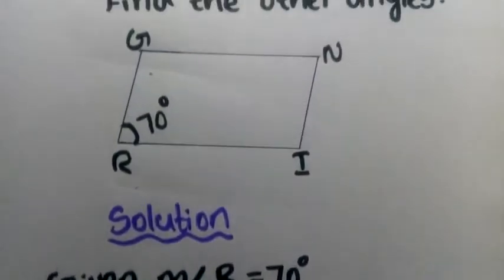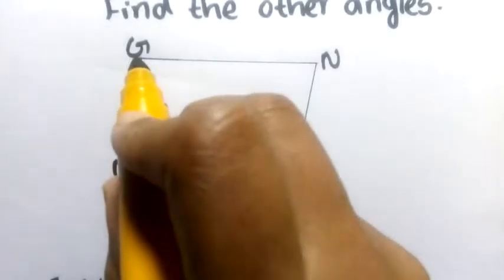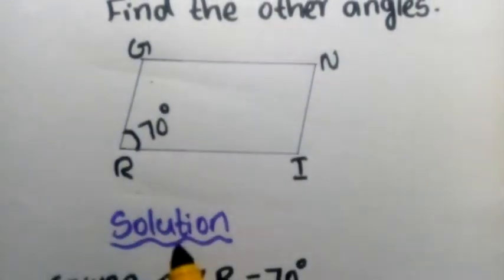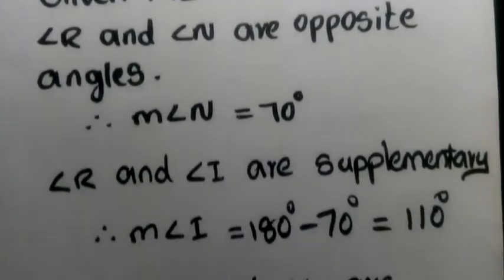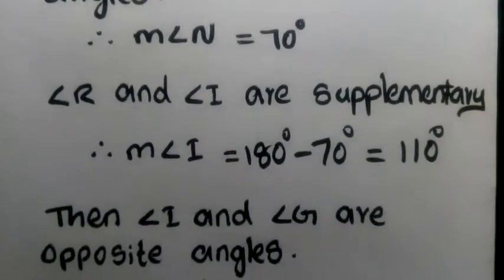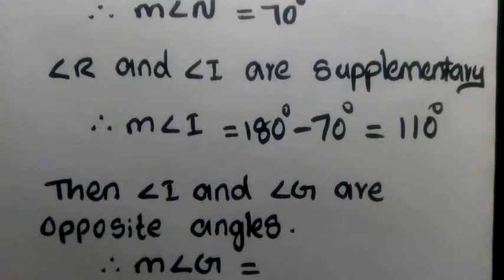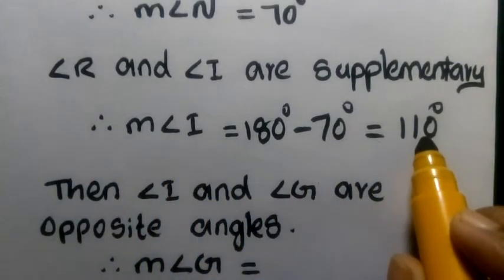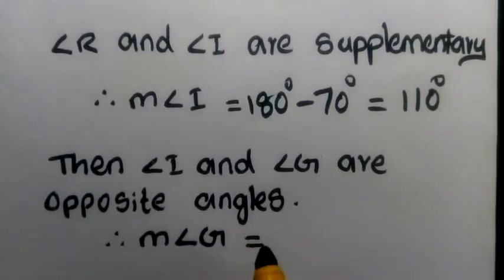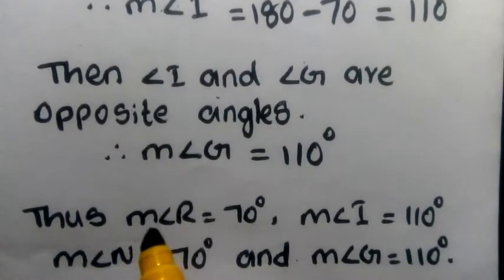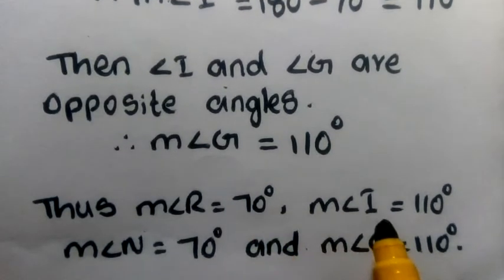Then, angle I and angle G are opposite angles. So, we know that opposite angles are equal. We got measure of angle I is equal to 110 degrees. Therefore, measure of angle G also is equal to 110 degrees. Now we got all the angles. Thus, measure of angle R is 70 degrees, measure of angle I is 110 degrees, measure of angle N is 70 degrees, and measure of angle G is 110 degrees.